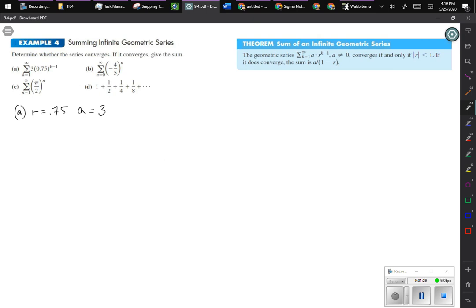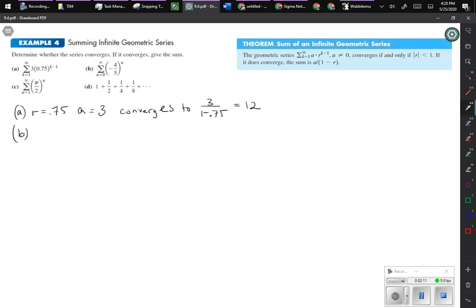And now if I wanted to figure out whether it converges or diverges, I look at my r. It is between 0 and 1, right? The absolute value of r is less than 1. So I do know that this thing does converge. And if it does converge, in this case it converges to 3 over 1 minus 0.75, and that would be 12. All right, let's go to part B.